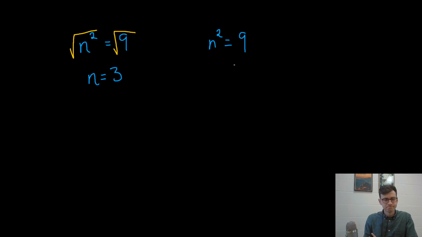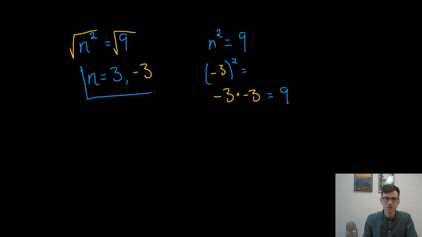Well, positive 3, yes, but what about negative 3 squared? Negative 3 squared is negative 3 times negative 3. And remember, a negative times a negative is a positive. So not only does n equal 3, n also equals negative 3.